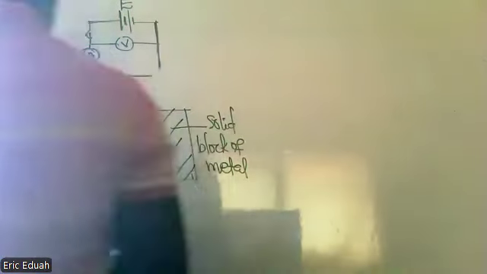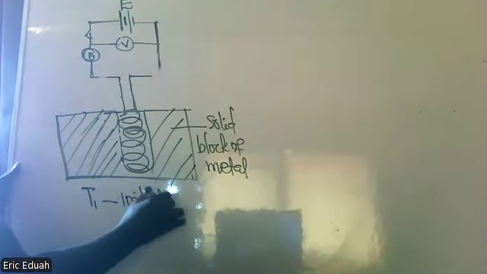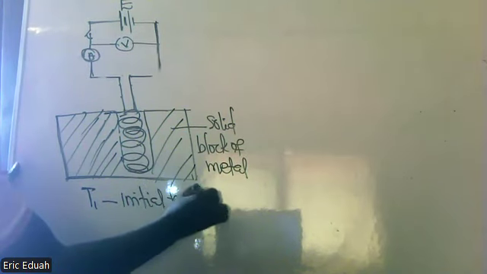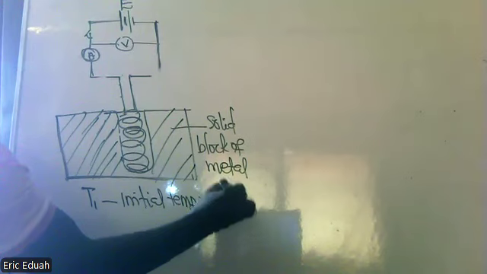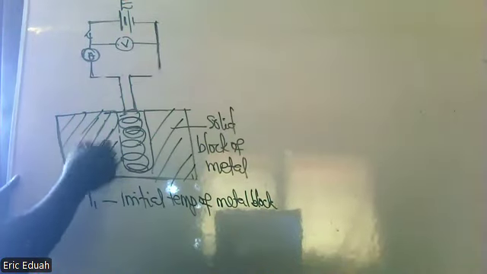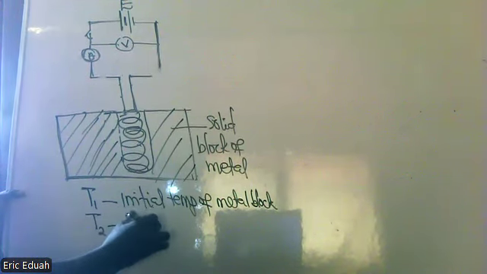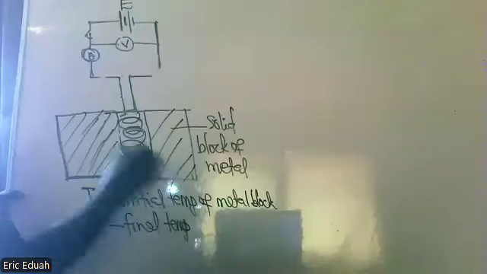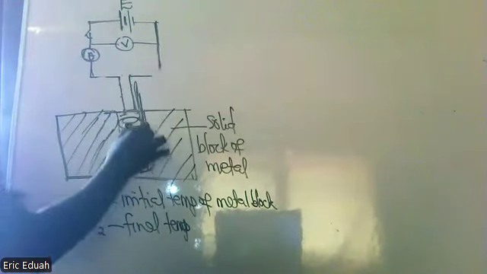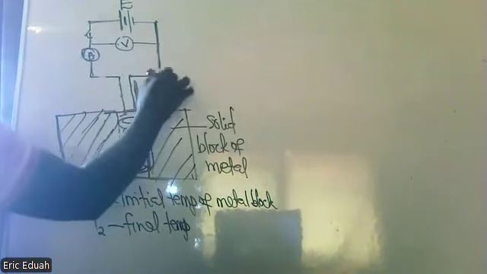Okay. So T1 is the initial temperature of the metal block. Then here we can also use a thermometer to determine the final temperature. So let the final temperature be T2. We can insert a thermometer within the hole to record the final temperature. So, thermometer.